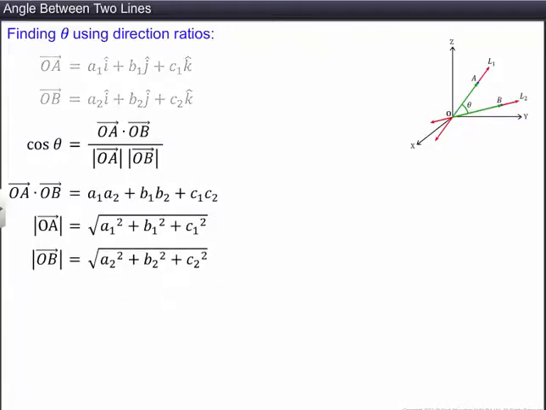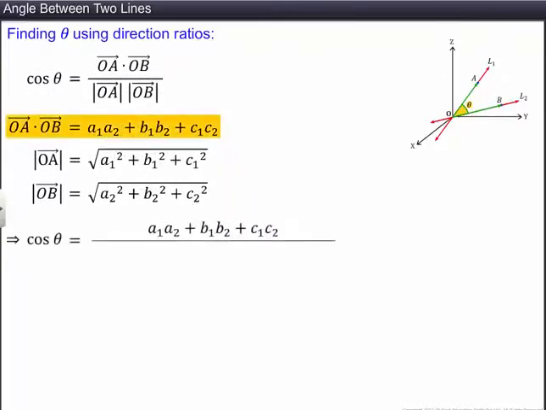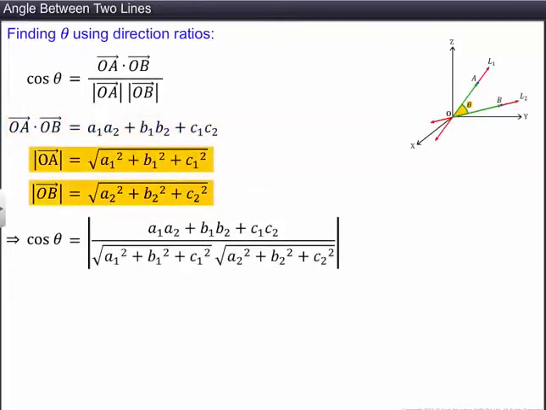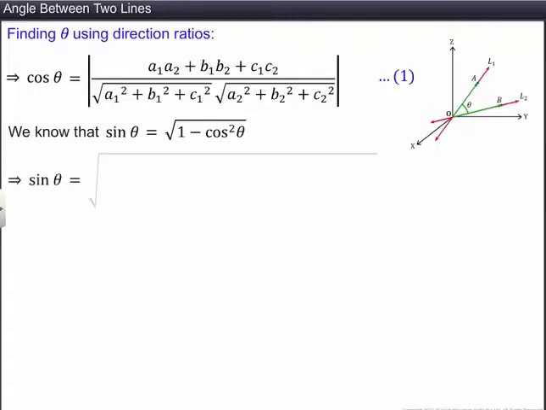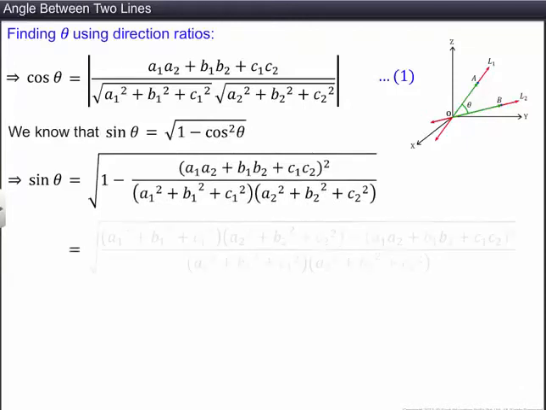Substituting the values of the dot product of vectors OA and OB and their magnitudes in the expression for cos theta, we can find angle theta between lines L1 and L2 in terms of their direction ratios. Let this be equation 1. Now, we will find the sine of angle theta between vectors OA and OB. From trigonometric identities, we know that sine theta is equal to under root of 1 minus cos square theta. On simplifying, we get the expression for the sine of angle theta between lines L1 and L2. Let this be equation 2.